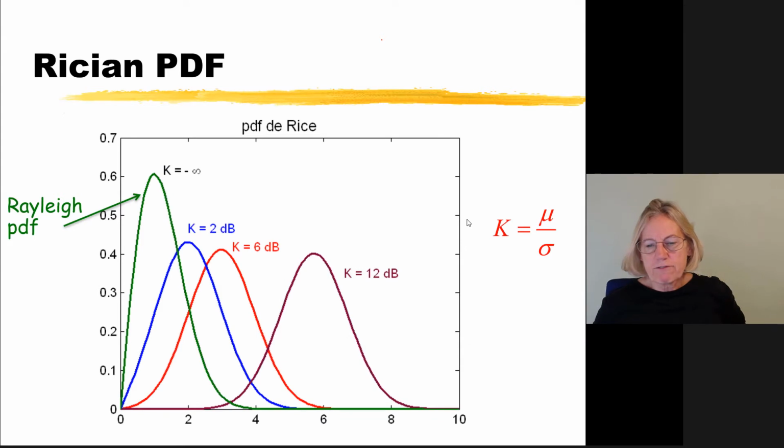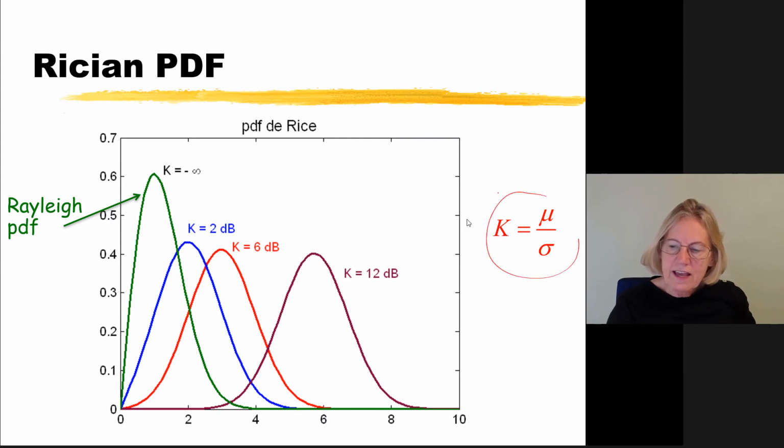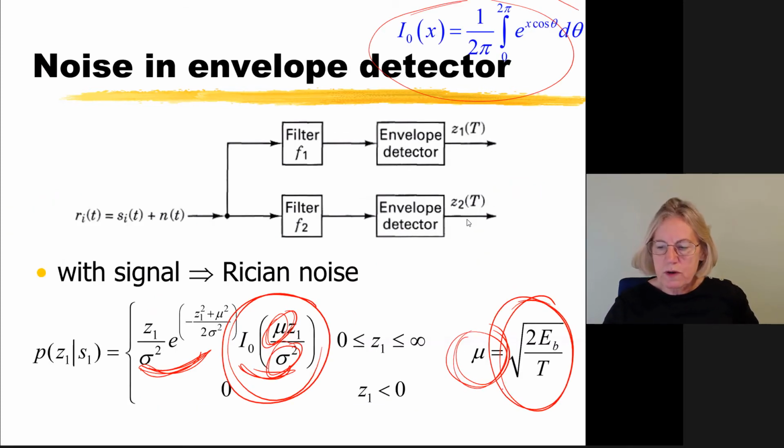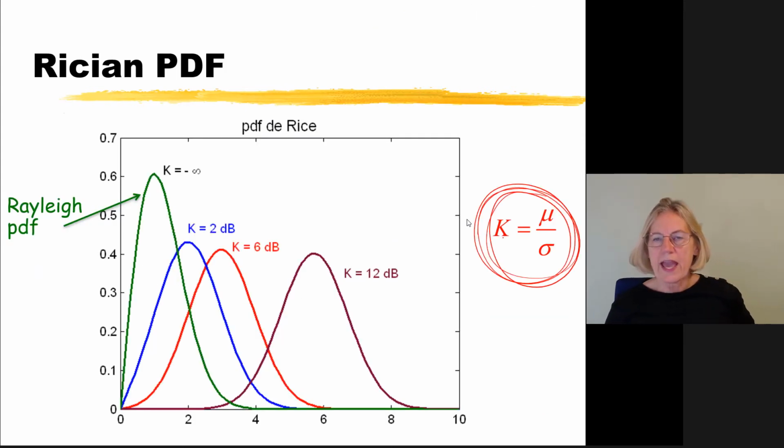I did plot for you here the distributions just to get a feel for what it looks like. If I call K the ratio of mu to sigma, where mu is the square root of 2EB over T, and sigma you can imagine is related to the variance of the noise, then this ratio K of mu to sigma is kind of like a signal to noise ratio. It sort of looks like a signal to noise ratio.